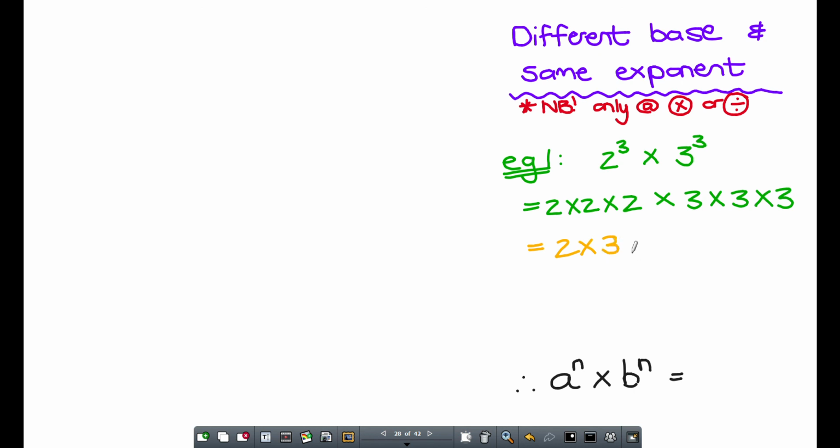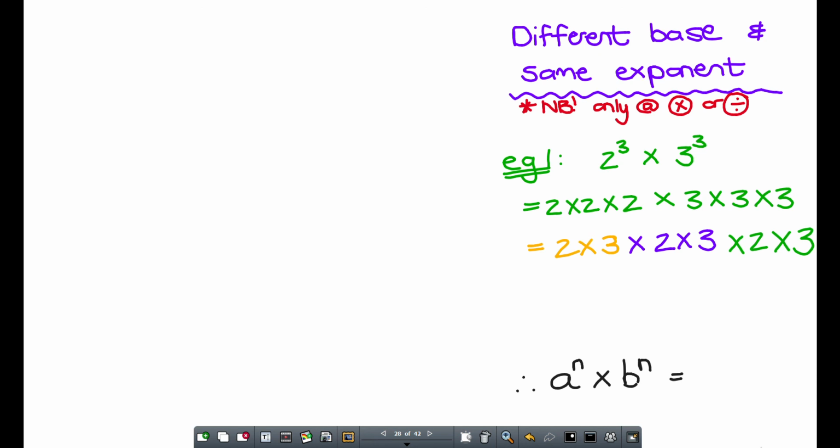Then, let's take one of the second 2s and multiply that with one of the second 3s. I'm working towards something, so bear with me. Then, I take the third 2 and multiply that with the third 3. So I still have 2 times 2 times 2, and I still have 3 times 3 times 3. Can you see I just shuffled them around?